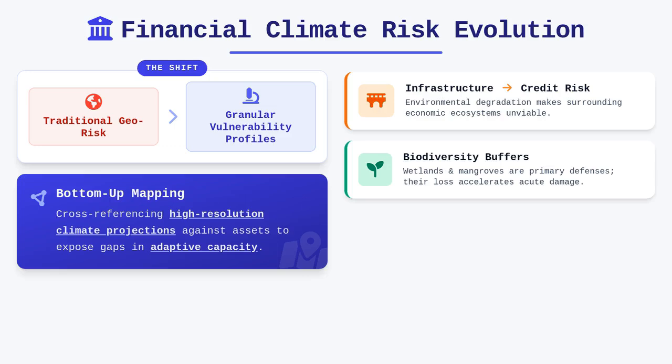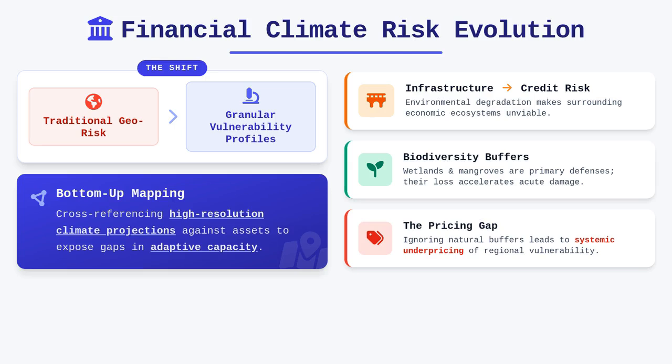Biodiversity loss further complicates this picture, as natural capital, such as wetlands or mangroves, is often the primary defense mechanism against acute weather events. By failing to account for the degradation of these natural buffers, financial models consistently underprice the true cost of regional climate vulnerability. As we move forward in our analysis, we must keep this interplay between regional physical reality and systemic economic instability at the forefront of our risk management strategies.